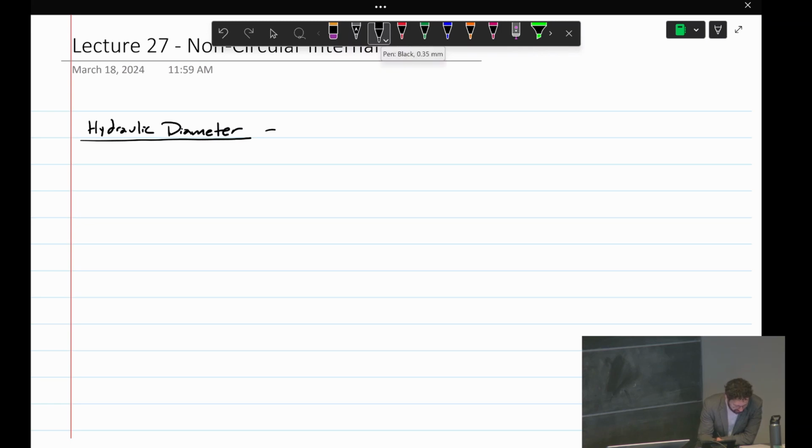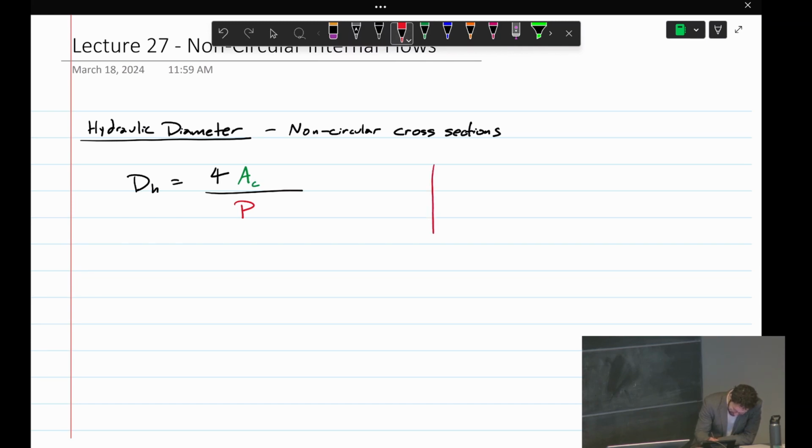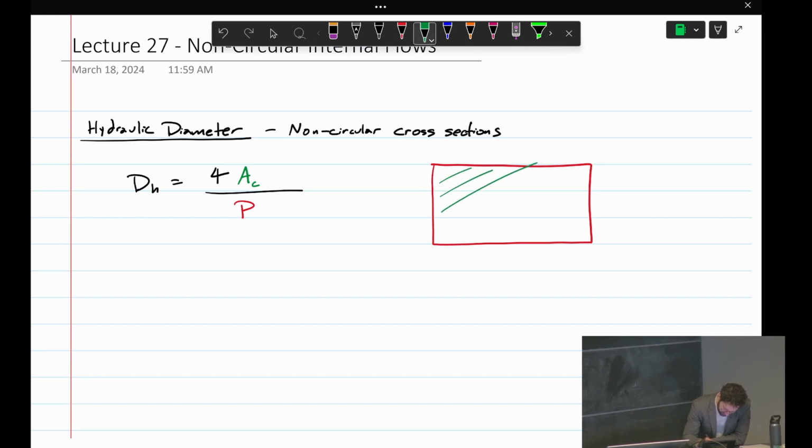So usually we see the term hydraulic diameter in non-circular cross sections. The hydraulic diameter is calculated like this: 4 times the area A_C, the cross-sectional area, over the perimeter of this cross-sectional area. Say we have some sort of rectangular duct like this. The perimeter is given there in red, and the cross-sectional area is this area here in the green.